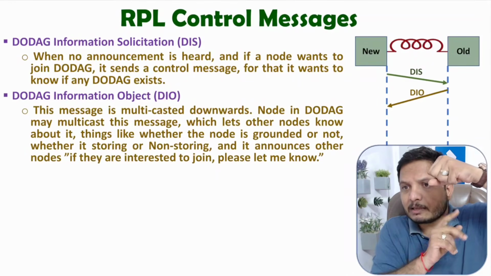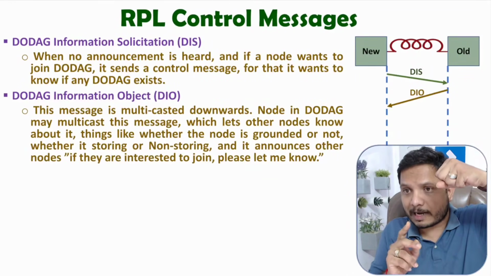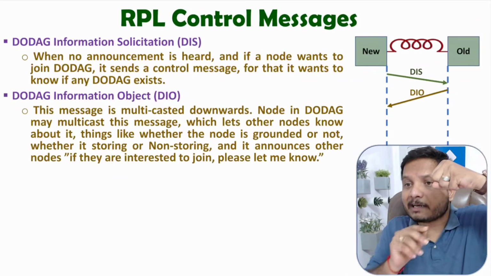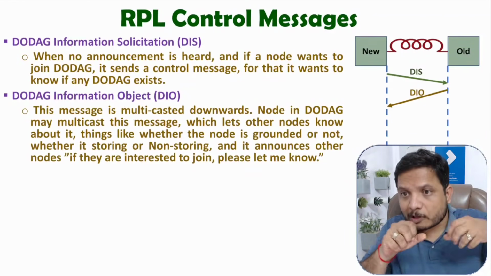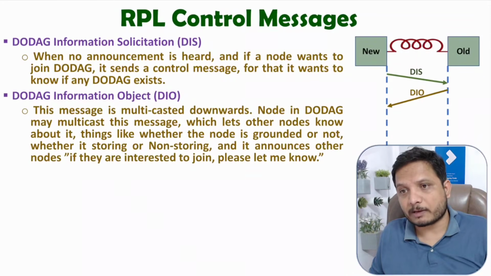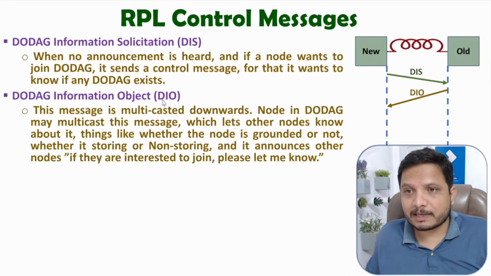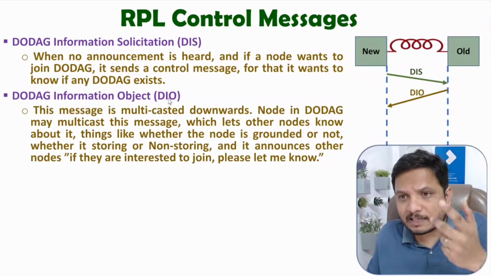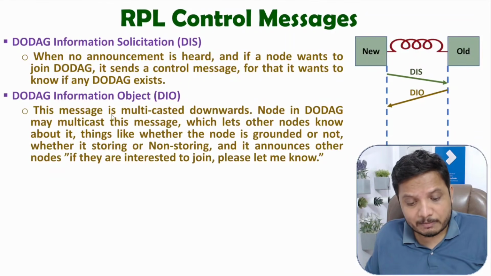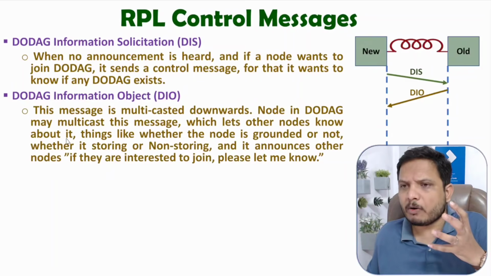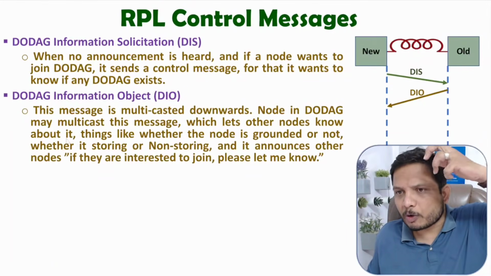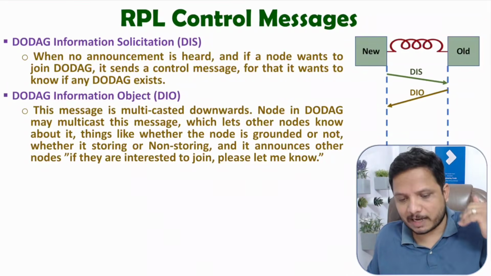Downward direction means to the rank number 1 nodes, which are the nodes directly connected to the root node. It will multicast that in the downward direction, and those nodes also multicast further downward. So the DIO message is used to form the DODAG network, as it is multicasted in the downward direction. A node in the DODAG may multicast this message again, which lets other nodes know about it. Now all the nodes will have an idea that the root node has forwarded a DIO message.